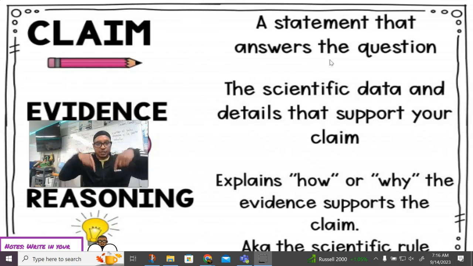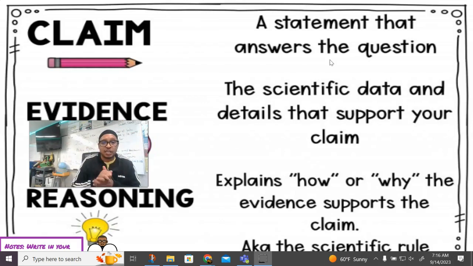Now for reasoning. Reasoning is where you explain the how or the why of the evidence. How does the evidence I just gave, with the clay ball and the ping pong ball dropping from 1 meter, support my claim? Does that make sense? So that is where you're going to do the explaining, inside the reasoning. Take these notes and we'll talk more about this tomorrow.